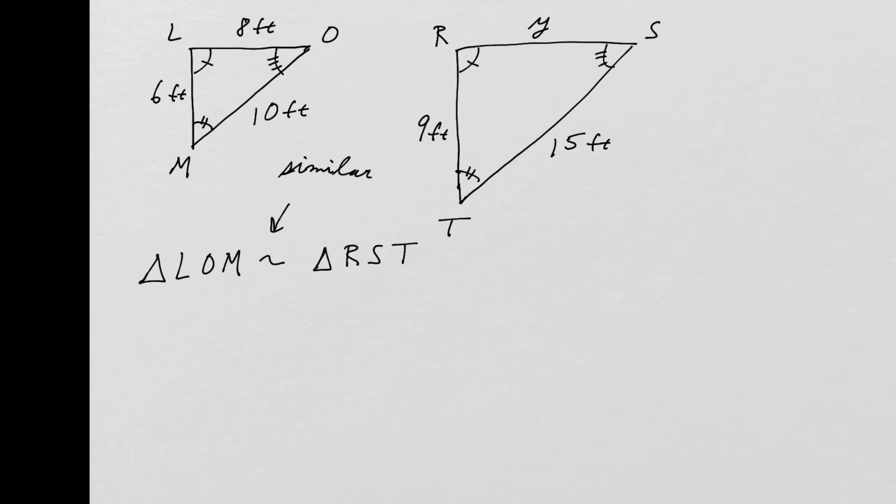Okay, but since they're similar, we know the lengths of the corresponding sides are proportional. So I can set up a proportion problem here, right, to solve for Y. If I start with Y, I'm going to form a first ratio, right? Y over its corresponding side. Well, what is its corresponding side in this first triangle? It must be the 8 here, right? So I have Y over 8 is equal to, and now actually I have choice here. I can either do 15 over 10 or 9 over 6 for my second ratio.